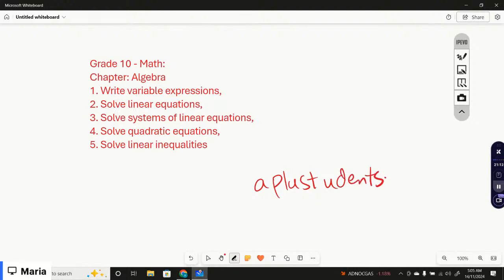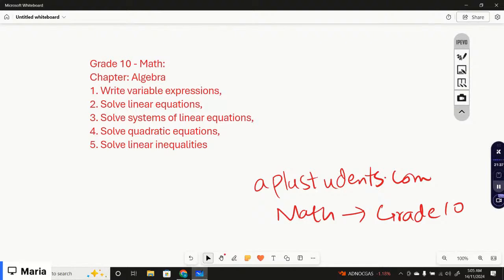Scroll down to grade 10 math and then click on view all lessons. There you can find a list of the chapters. We're going to start with the chapter Algebra.